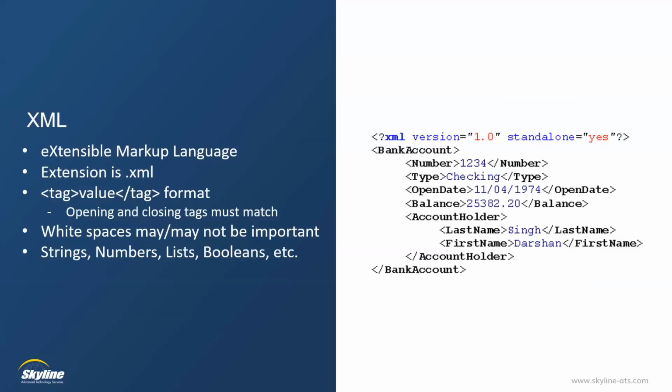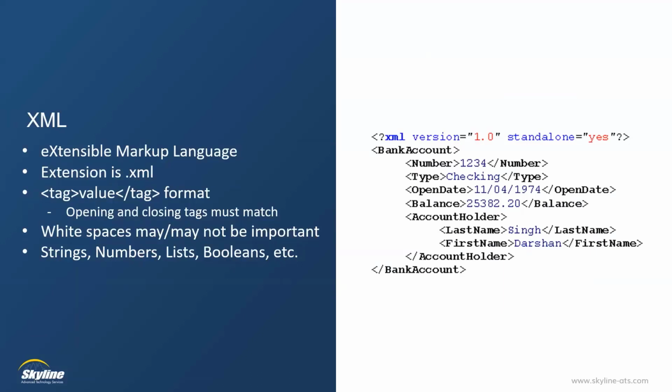If you look at the right-hand side, this is very similar to what XML would look like. At the very top is the declaration statement with my version number, and then I've got opening and closing tags such as number or type. You'll notice that I open with number and close with /number. Those must match exactly. A capital N on number and a lowercase n on number are not the same thing.